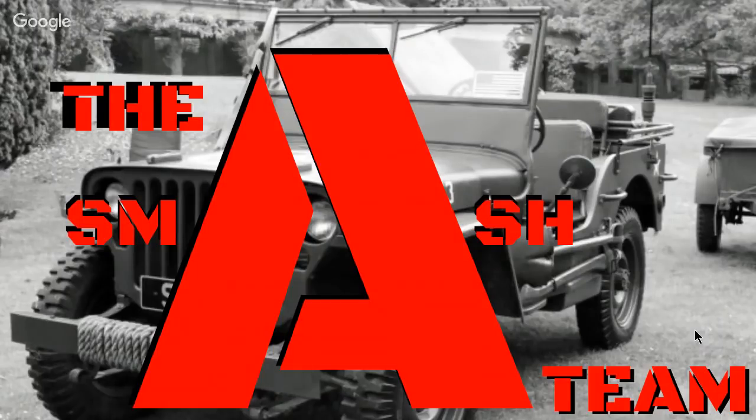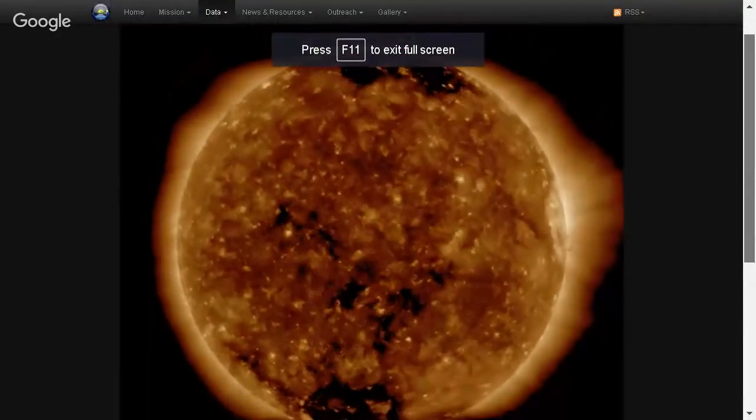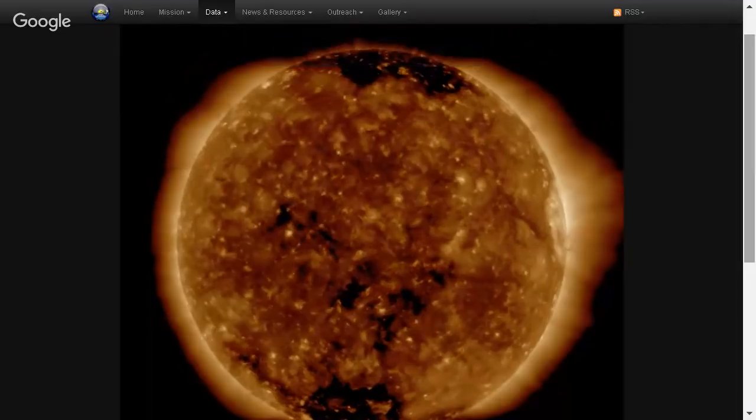Looking at solar minimum conditions, and we're going to get right into it. Looking at the sun in 193 angstroms, we see 0 sunspots, and some coronal holes in the Earth-facing region.